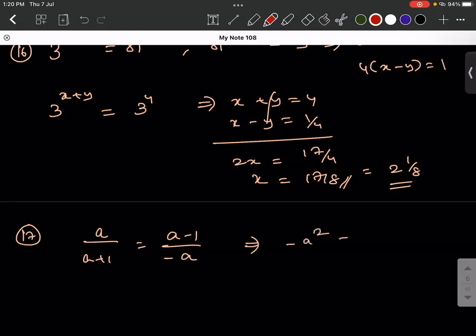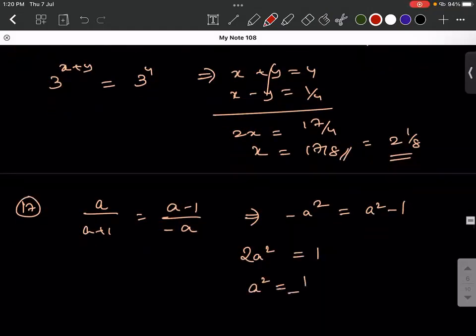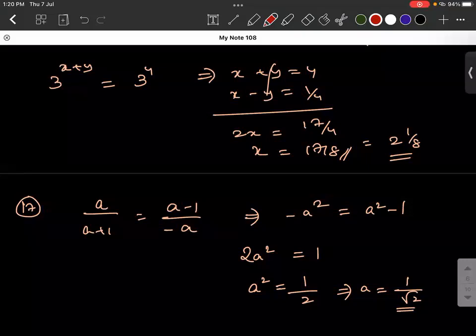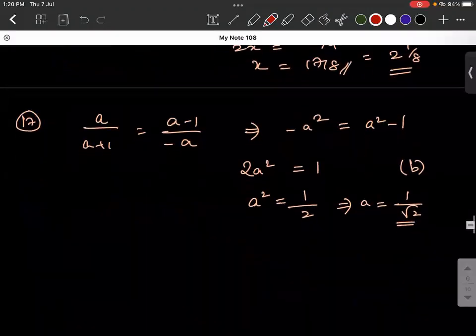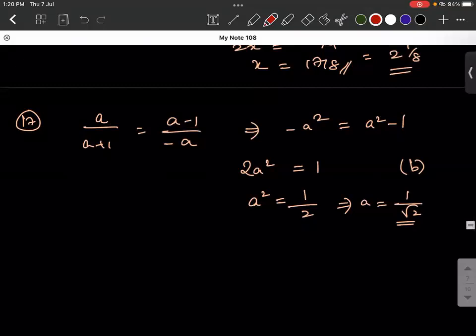Which implies minus a square is equal to a square minus 1. So minus 2a square is equal to minus 1. a square is equal to 1 by 2, which implies a is equal to, actually it should have been plus or minus 1 by root 2. But there is no minus, so you can take it as 1 by root 2. Option B is the right answer. Clear? Is it clear or not? Yeah.